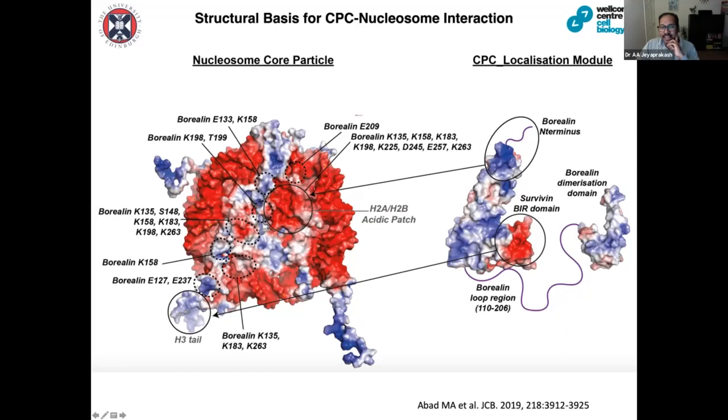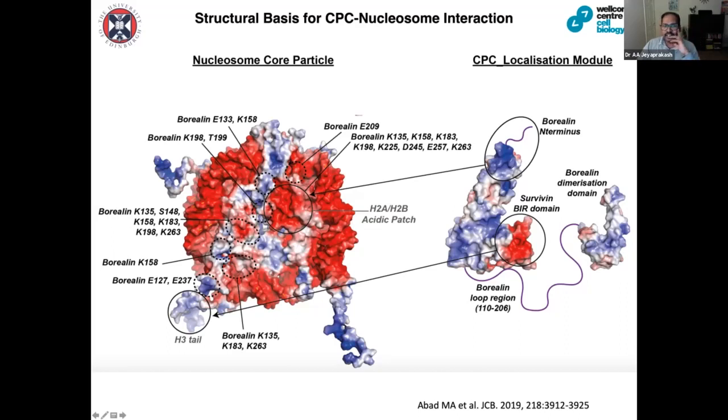And the docking of the N-terminal region of borealin into the acidic patch will bring the survivin BIR domain close to the histone H3 tail, and it will facilitate the binding of survivin and the histone H3 tail.